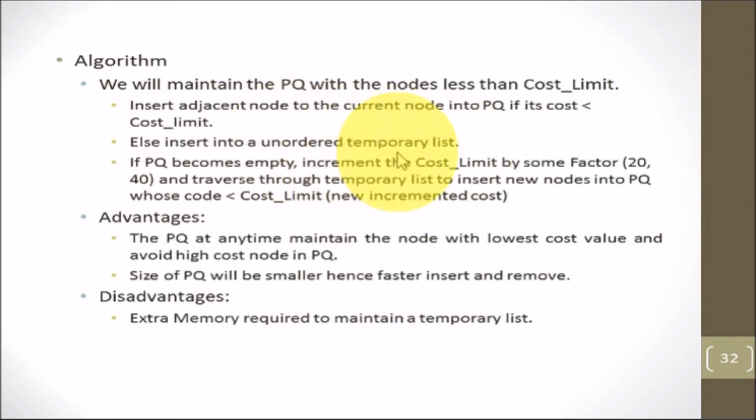We just maintain an array and then append the node to the list. Now as we go and process the algorithm, the priority queue will become empty once all the nodes which are less than the 20 cost limit in the priority queue have been processed. Once that point is reached, we need to populate the priority queue with the higher cost nodes.